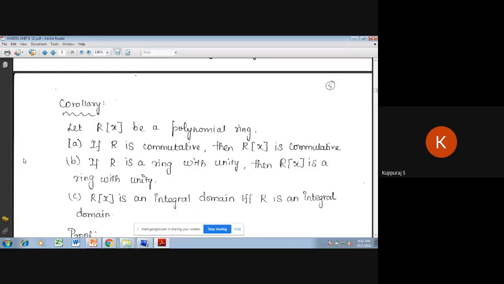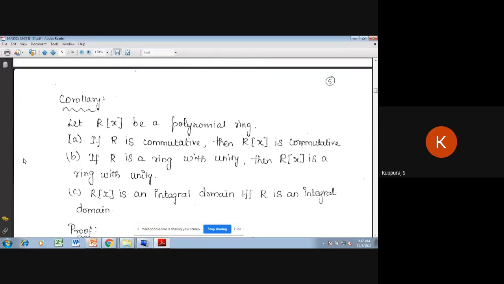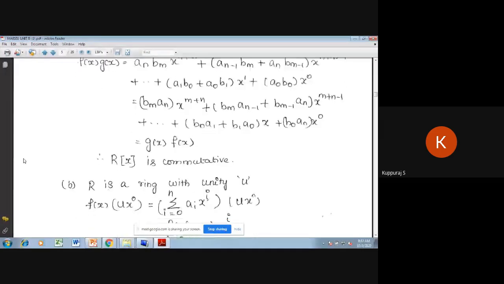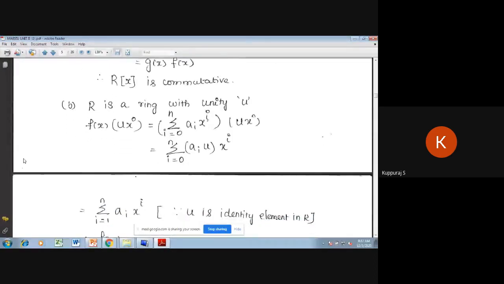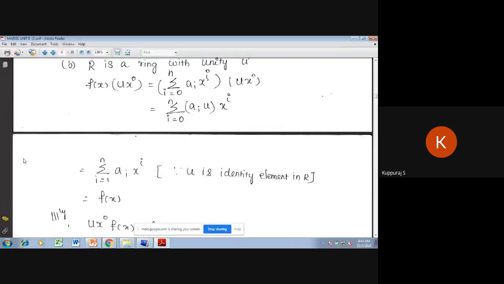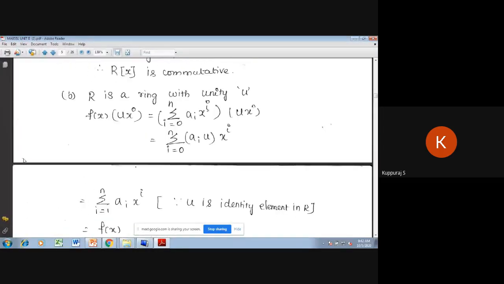If R is a ring with unity, then R of x is a ring with unity. So R is a ring with unity. So that is u. Okay. The unity in R is considered as u, lowercase u. So now we have to prove the polynomial ring R of x also has the identity u of x. So look at here.